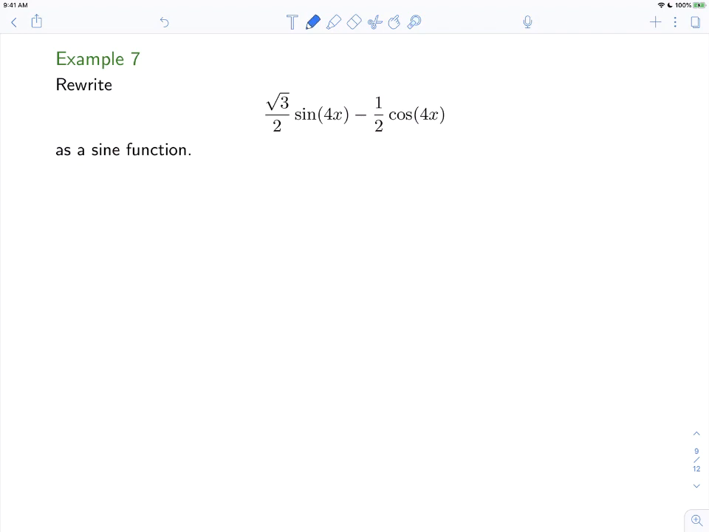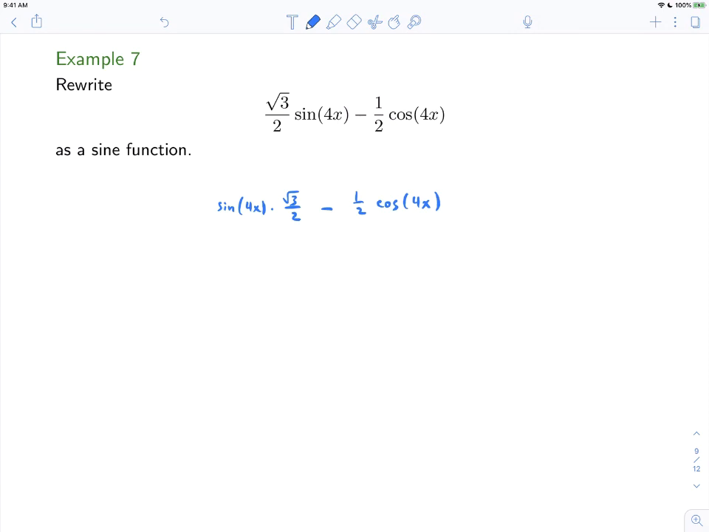So how are we going to go about doing that? Well, actually, I'm just going to rewrite this slightly. So I'm going to write this as sine of 4x times the square root of 3 over 2 minus 1/2 times cosine of 4x. The idea here is that we want to use a sum or difference formula, but in the reverse direction of the way that we've been using it. So what I want to do is I want to write this square root of 3 over 2 as a cosine and this 1/2 as a sine.